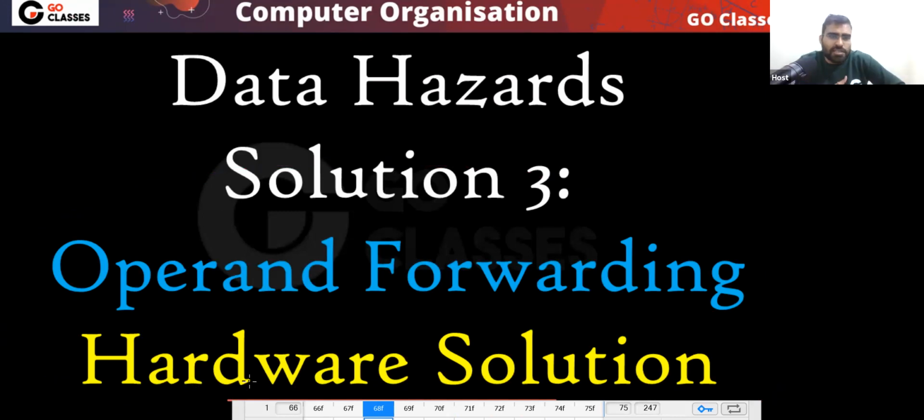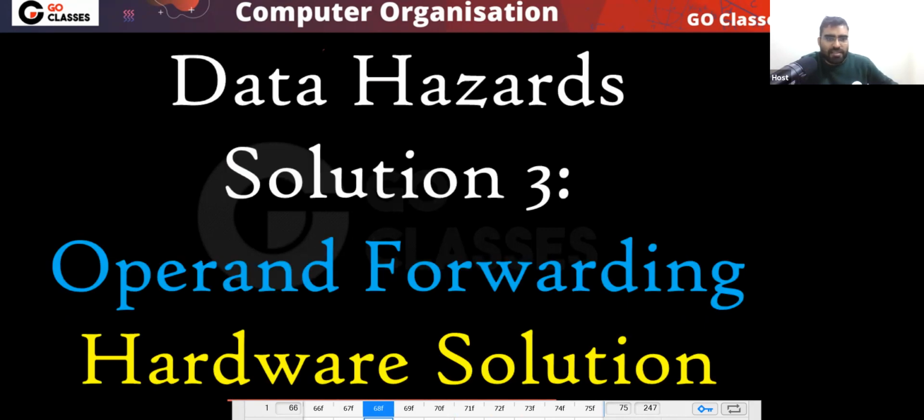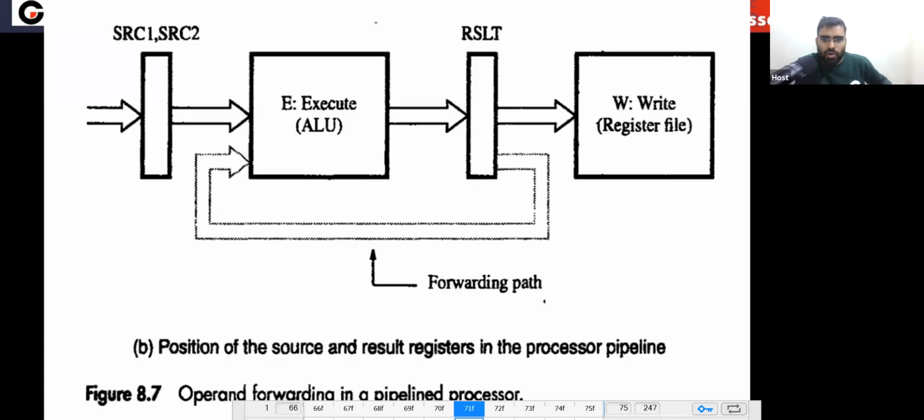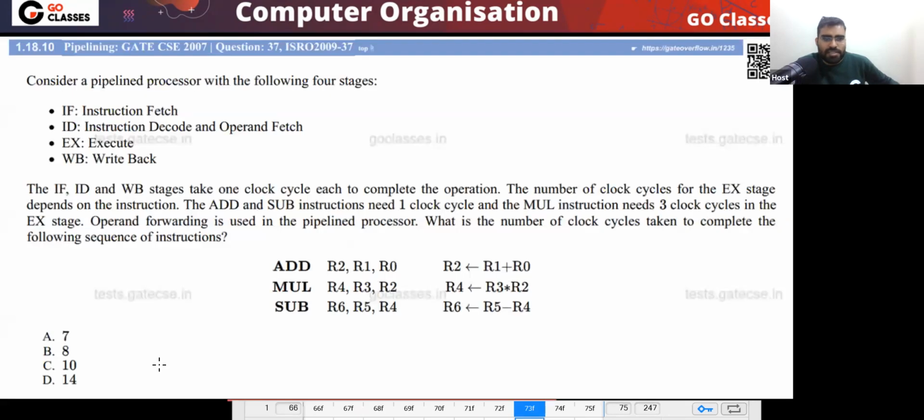This operand forwarding, is this a hardware or software solution? You are making connections, right? So this is hardware. Do you agree? You are making connections from the buffer to the execution stage, adding some wires, creating some data path. So this is a hardware solution. Let's move on. This was your forwarding path, from the execution stage buffer to the execution stage, and from execution stage to execution stage. That's it. This is your chapter.